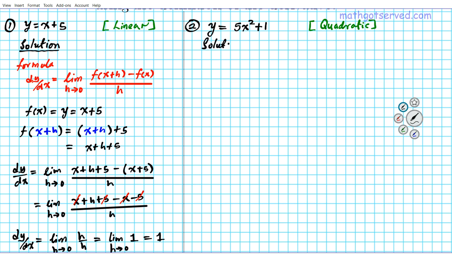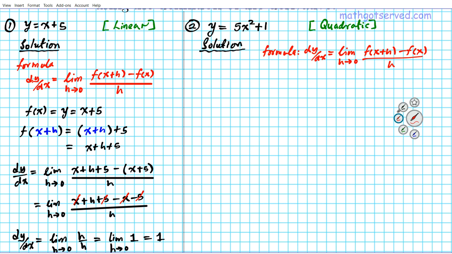So let's revisit what the formula is. Hopefully you remember what the formula is. You can just look at it right here. Let's just write it again. So the formula is dy dx, the derivative of y with respect to x, is the limit as h approaches 0 of f of x plus h minus f of x divided by h.